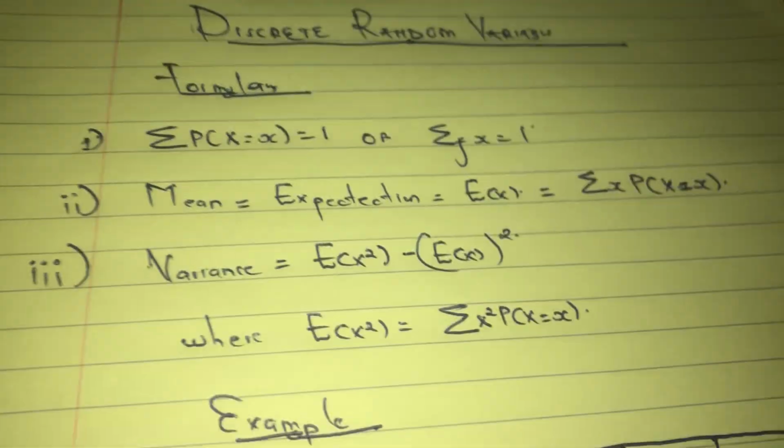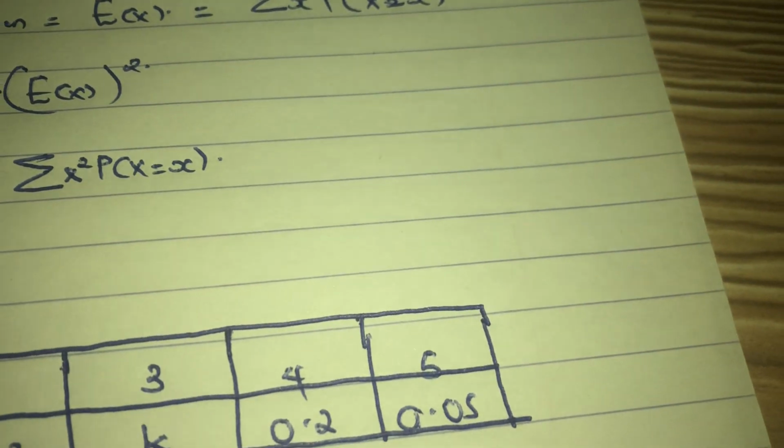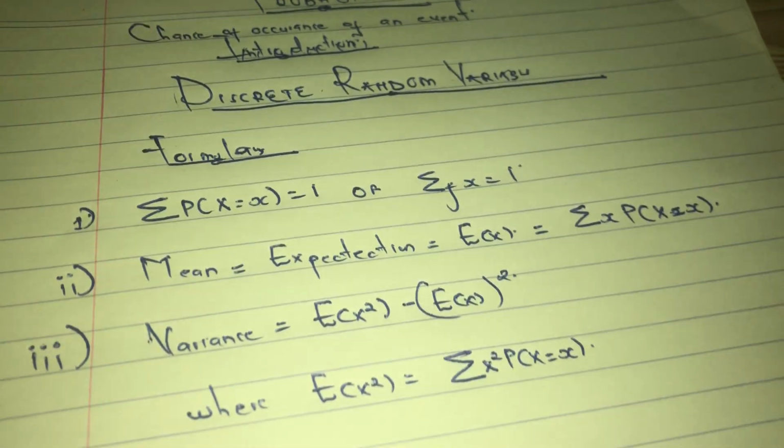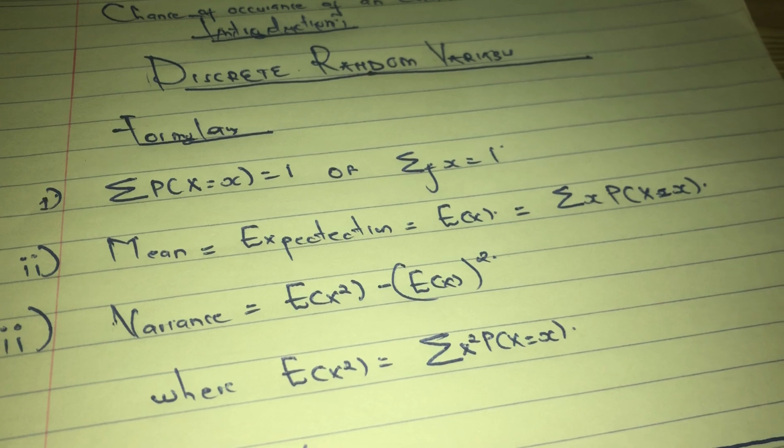Discrete random variables are variables that are actually defined. Are we together? The probability density function takes specific values. You can take 1, 2, 3, 4, and these are the formulas you need to know about discrete random variables.